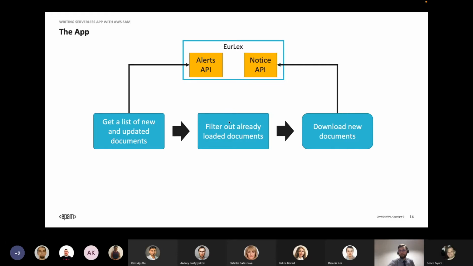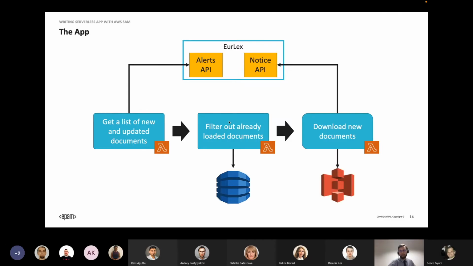And the last step is to download the documents which are not in my database, which are not in my list. What will I use in order to have everything? Of course, these three steps will be simple Lambda functions. Maybe not simple, but I will call them Lambda functions. Information about already downloaded documents I will store in DynamoDB. Documents themselves, I will store in S3. Everything will be orchestrated by Step Functions, and in order to kick off, I will use API Gateway. I hope you have already heard about many components from this list.